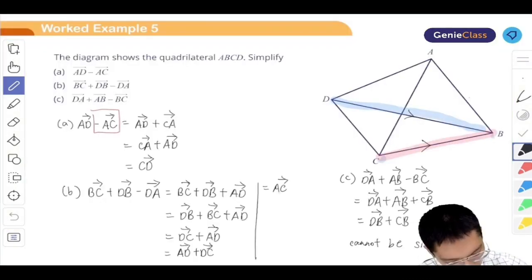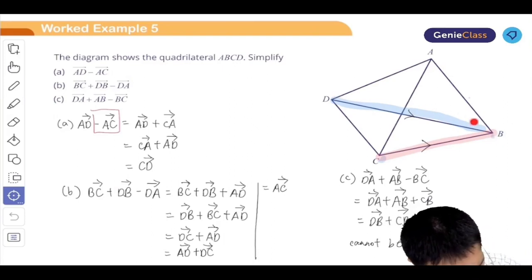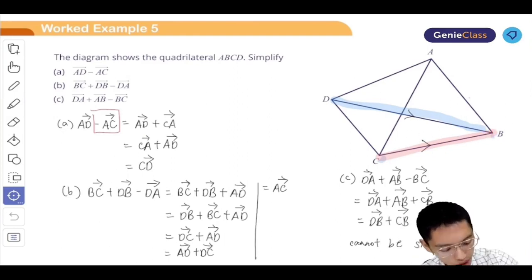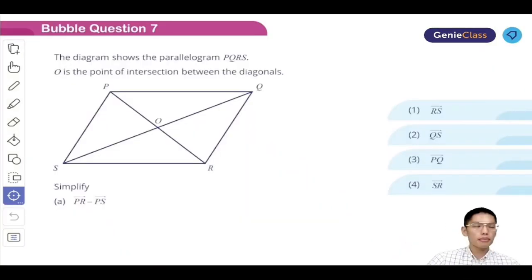Take note, I cannot switch. Even if I were to switch the direction, DB plus CB. Take note, it's DB plus CB. My vector is denoted as CB. I cannot switch the direction because this is the vector that's given to me. I can't switch it. I cannot just multiply by negative. It's a whole different vector already. So that's why I cannot do the switching. That's right, I'm glad you got it.